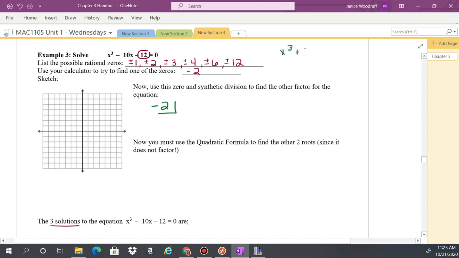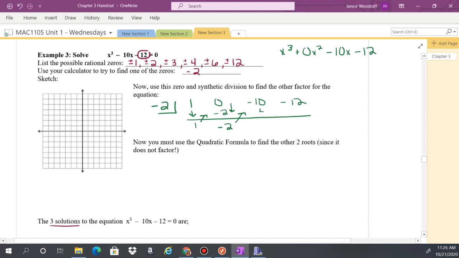I want to make sure I write this out. Okay, x cubed plus 0x squared minus 10x to the first minus 12. So make sure I'm not missing any x's there. So then I would have a 1, 0, negative 10, negative 12 as my coefficients. So I bring down the 1. Then I do 1 times negative 2, negative 2. 0 minus 2, negative 2.